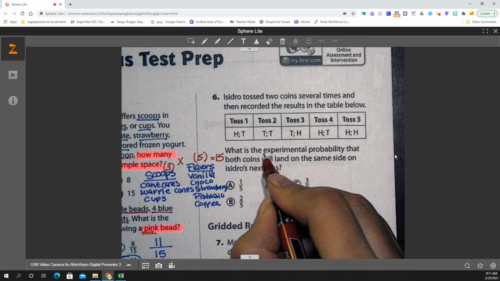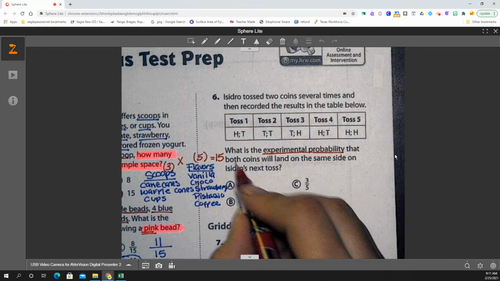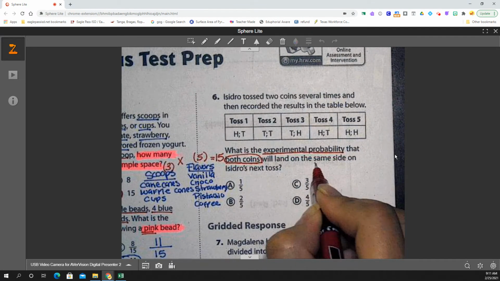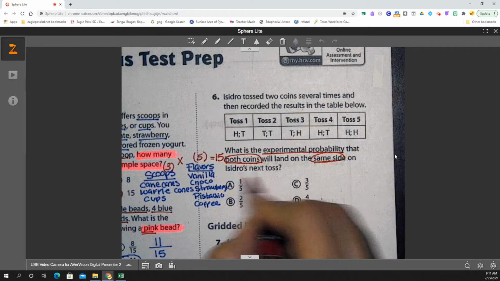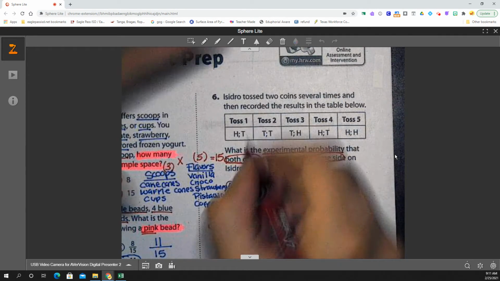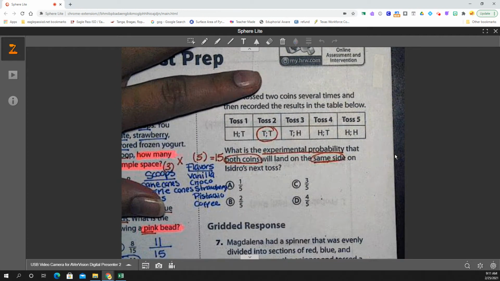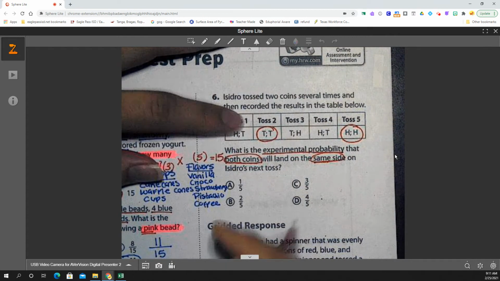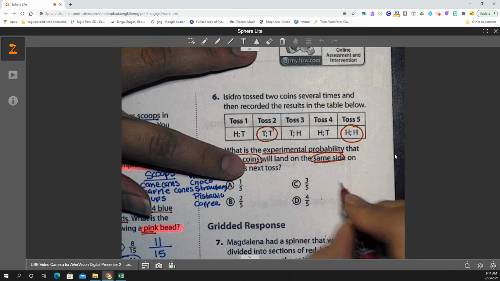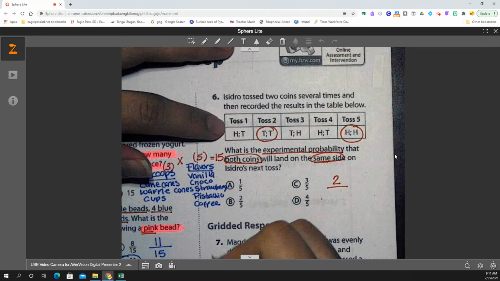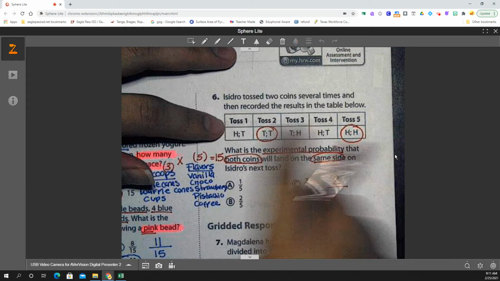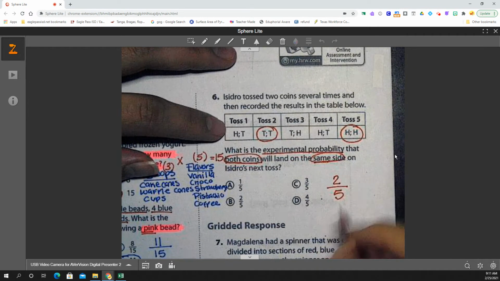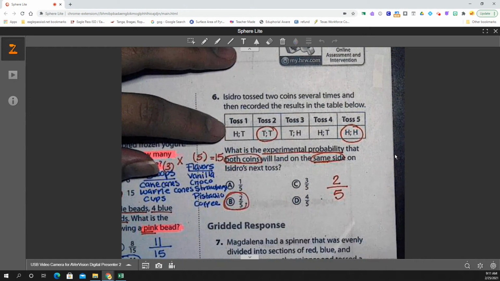What is the experimental probability that both coins will land on the same side? Okay, well, here they landed on the same side, both coins, tails and tails. Here they landed on the same side, heads and heads. So it was 2 times that they landed on the same side out of how many tosses? 1, 2, 3, 4, 5. Out of 5 tosses. So 2/5, which is letter B.